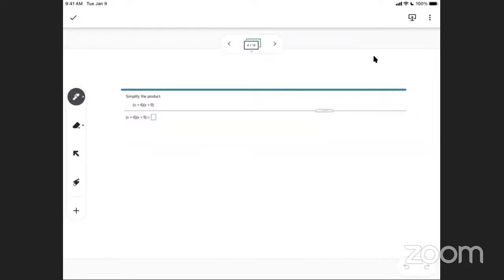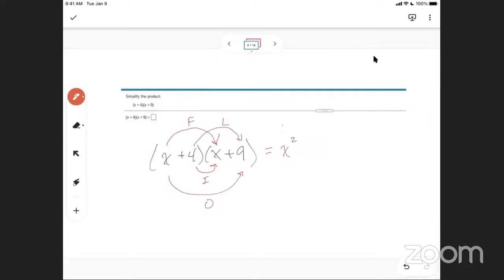So this problem on page 4 says simplify the product. A product means you're multiplying two things together. So I'm multiplying these expressions together, x plus 4 and x plus 9. And in order to multiply these two things together, I have to do what's called FOILing, if you remember. First, outside. So you do x times x, but don't you put like a little 2 above the x because you're doing an x times an x? Yep. So x times x is x squared. Right? That's your first.